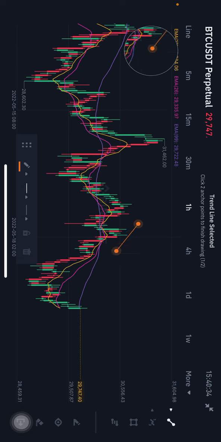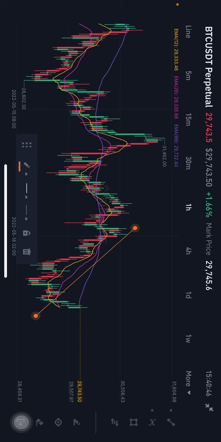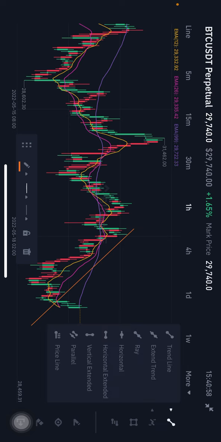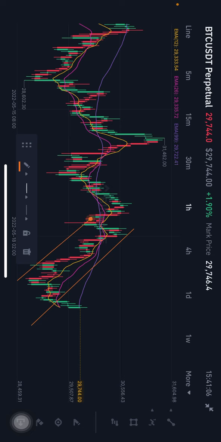Trend line. So the higher highs. Don't worry about this one that broke out though. Just connect the higher highs and then the lower lows. This is the exact same pattern that we have in that 1 day time frame. This is the exact same thing, but don't worry about the breakouts.